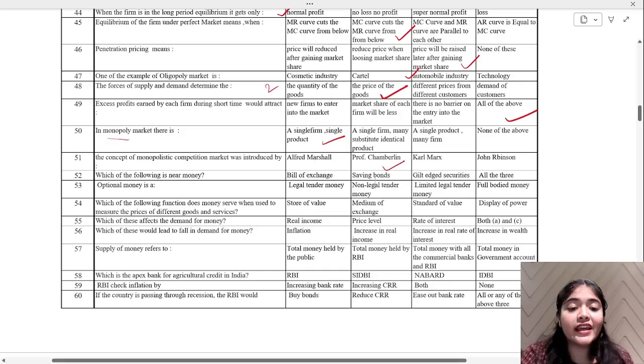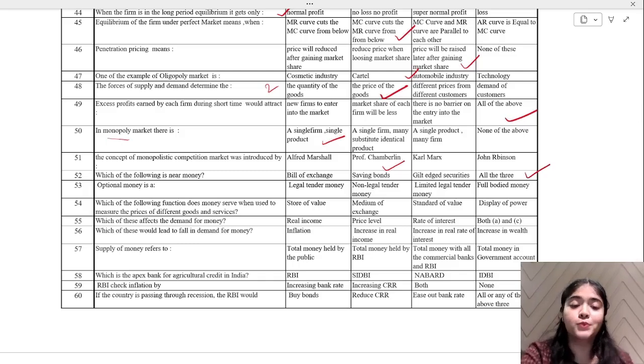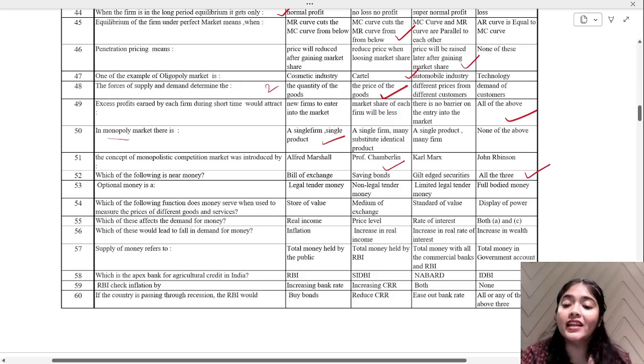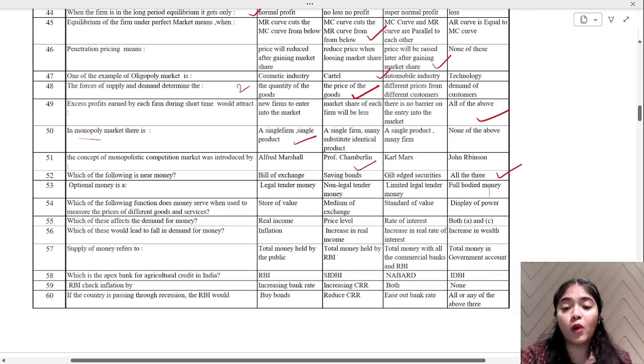Which of the following is near money? Bill of exchange, saving bonds, gilt-edged securities, or all the three? Correct. All the three are the correct option over here. That's option number four for you. Now, which of the following is optional money: legal tender money, non-legal tender money, limited legal tender, or full bodied money? So, optional money is what?